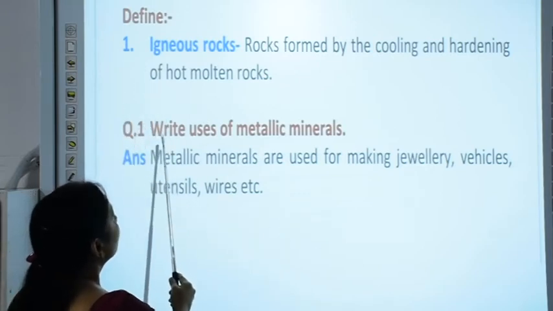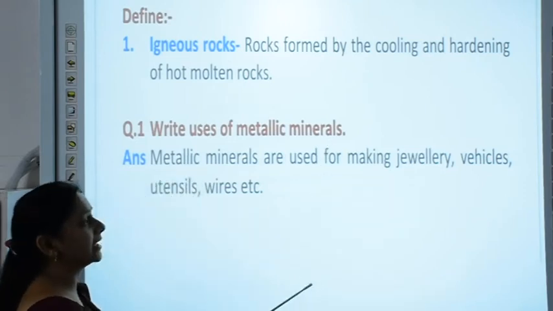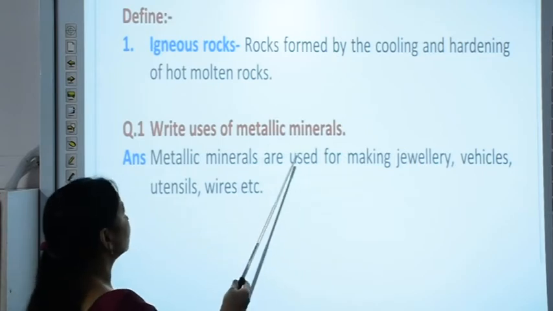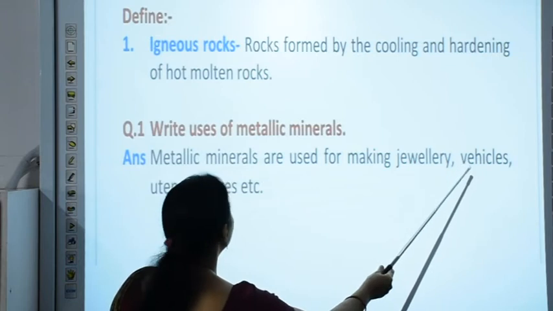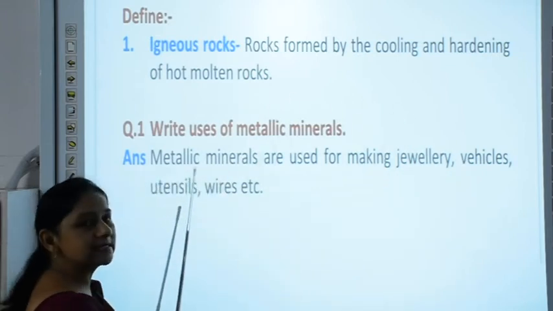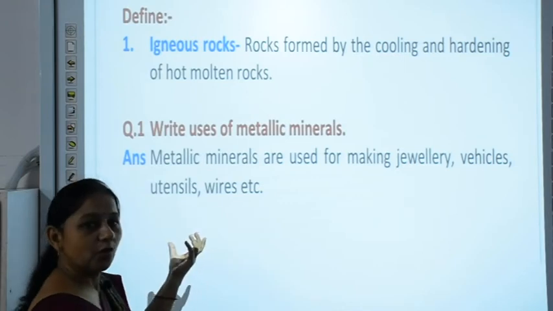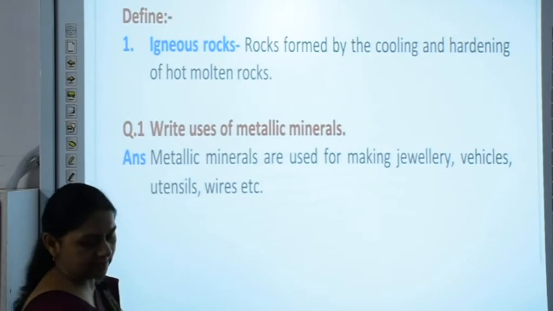Now next one, write uses of metallic minerals. Metallic minerals like gold, copper, iron, these are metallic minerals. And what are the uses? Metallic minerals, they are used for making jewelry, vehicles, utensils and for making wires. Like copper, it is used for making wires. Iron, it is used to make vehicles.